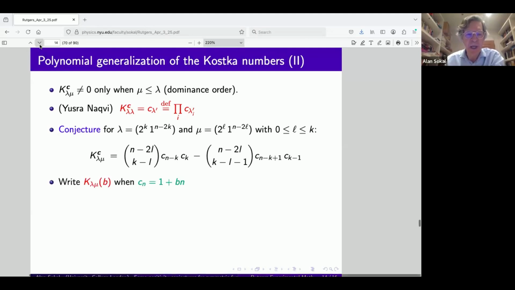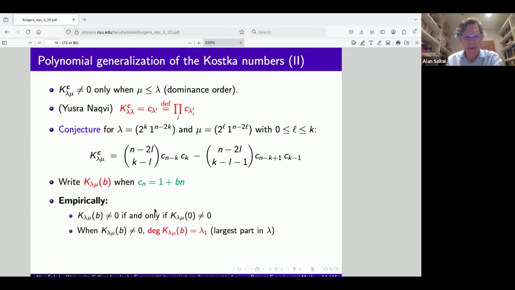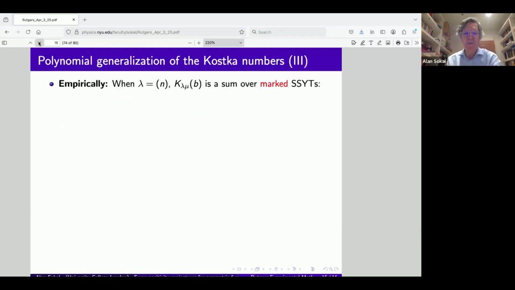So we have various conjectures, but let's look at this special case, where there's one factor. So Cn is just 1 plus Bn. Now we have a polynomial in one variable B, which I conjecture is a polynomial with non-negative coefficients. And empirically, we know some things about the degree.